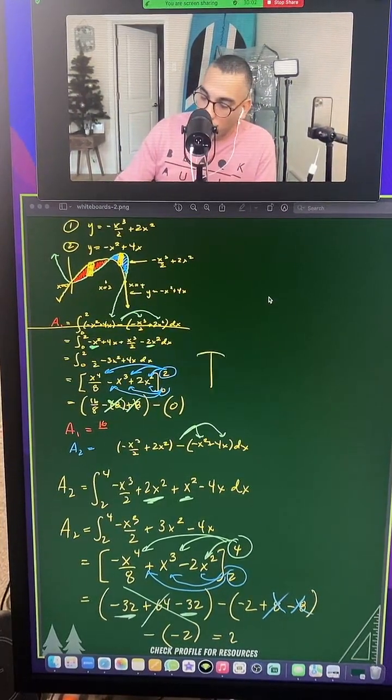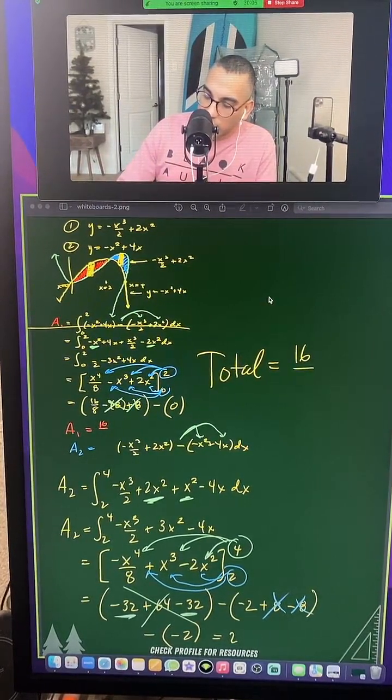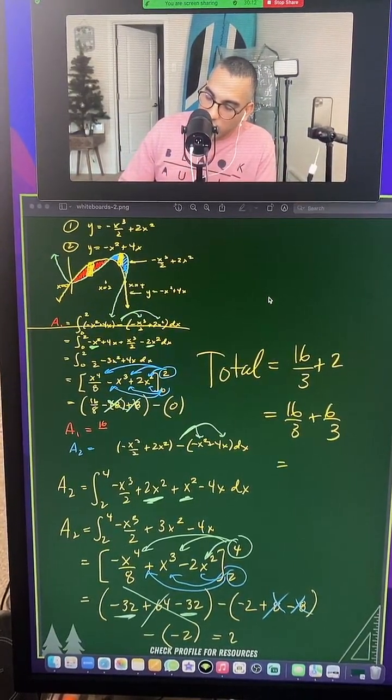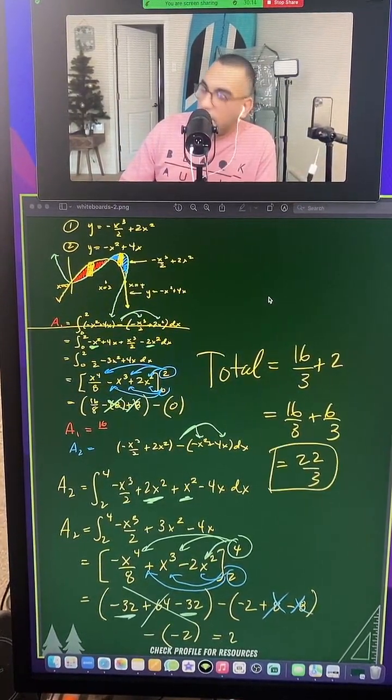And then don't forget, the total area was the sum of both. So we had area 1, which was 16 over 3, plus the 2. Let's just get common denominators on that. 22 over 3. That is our area.